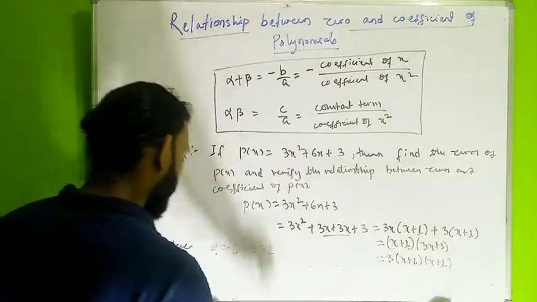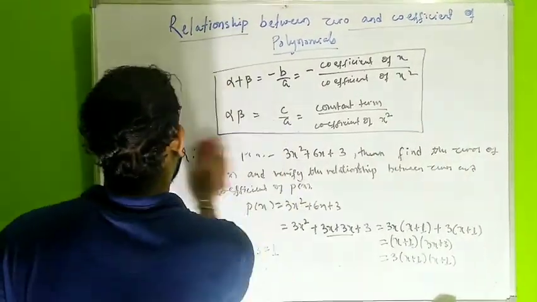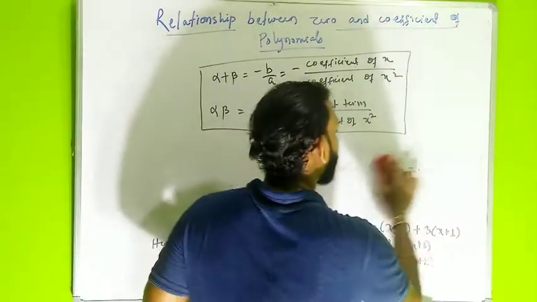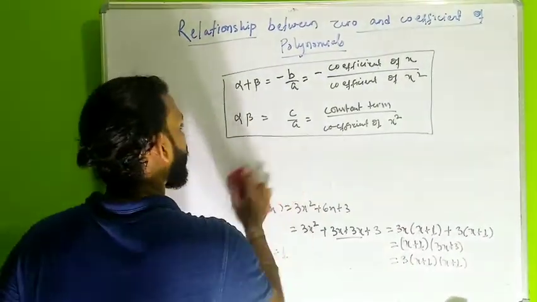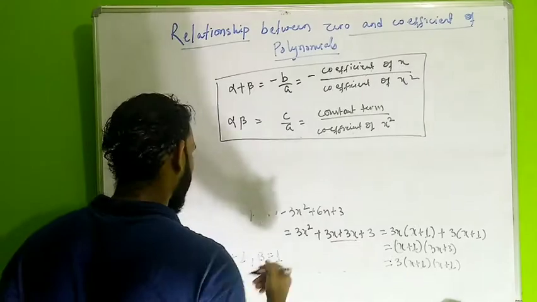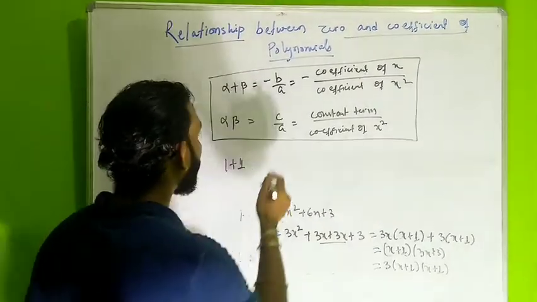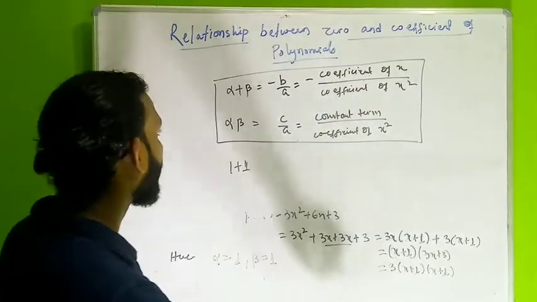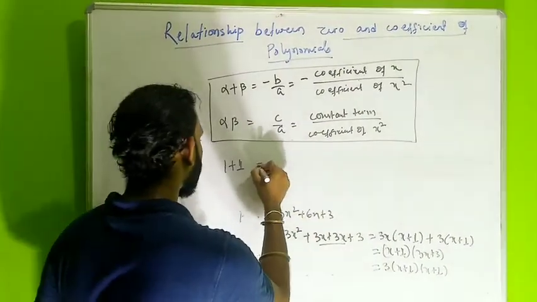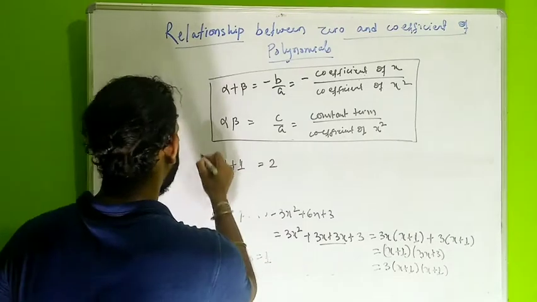So let us verify this term. Okay, so let me just erase this and we will just verify the terms. Okay, so 1 plus 1 is equals to, what will be this thing? So I will be saying this will be equals to 2. So this is my LHS.